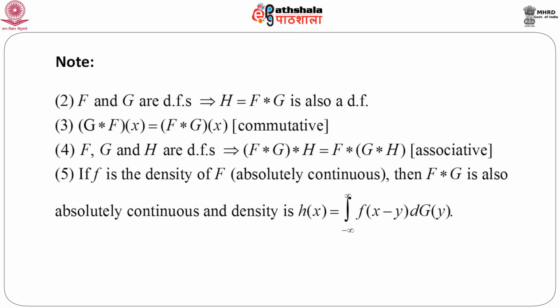The answer is yes. If small f is the density of capital F, that means capital F must be absolutely continuous in nature, then capital F star G is also absolutely continuous, and the density is given by h(x) equals the integral from minus infinity to infinity of f(x minus y) dG(y). This is a very important result, or maybe treated as a theorem, that we can generate the density provided it is an absolutely continuous variable.